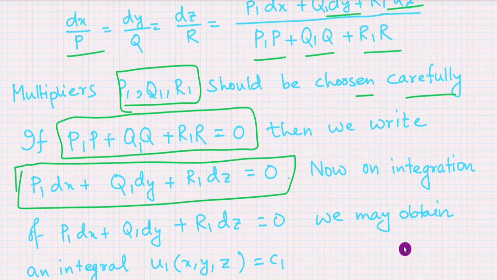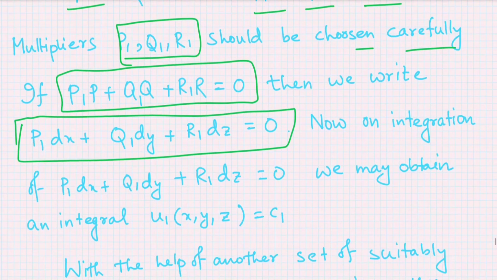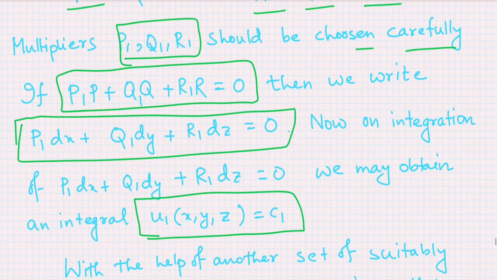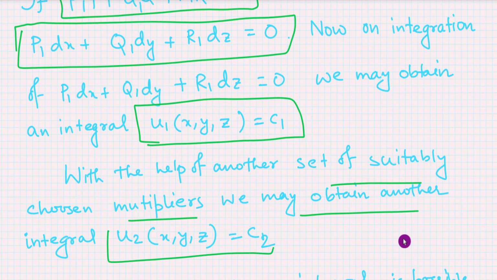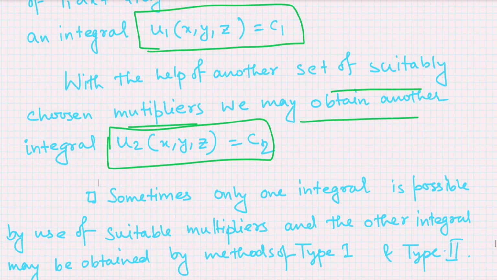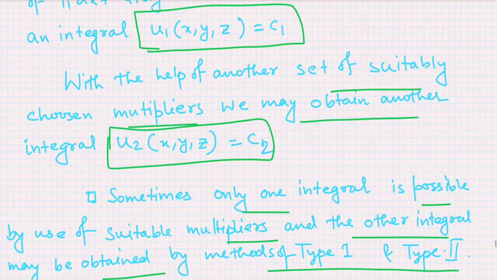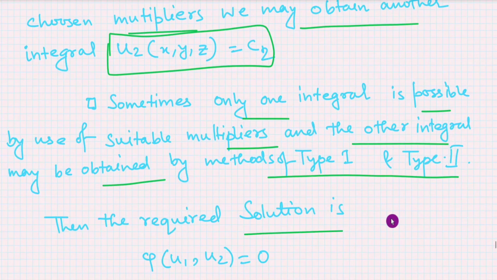And now we just integrate the numerator to get an integral u1(x, y, z) equal to c1, say. Now, with the help of another set of suitably chosen multipliers, we may obtain another integral similar to the above, u2(x, y, z) equal to c2. Now sometimes only one integral is possible by using suitable multipliers, and the other integral may be obtained by methods of type 1 or type 2. Then the required solution is phi of u1, u2 equal to 0.